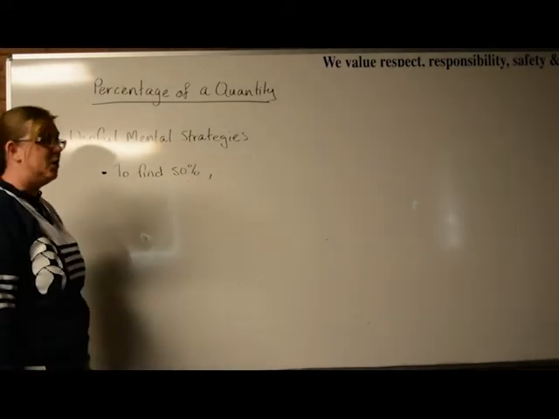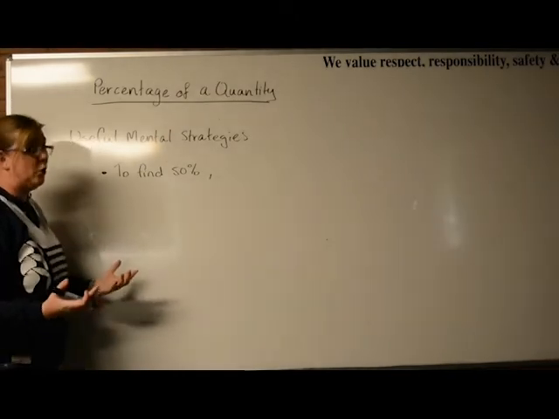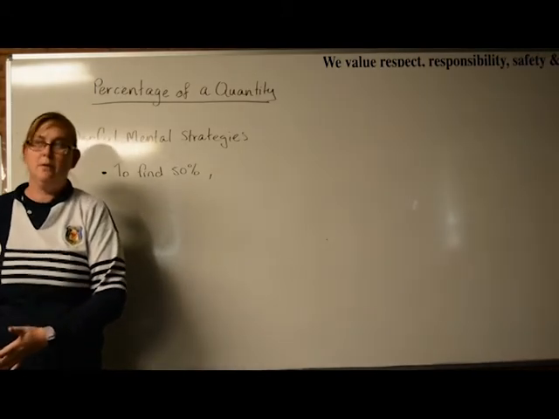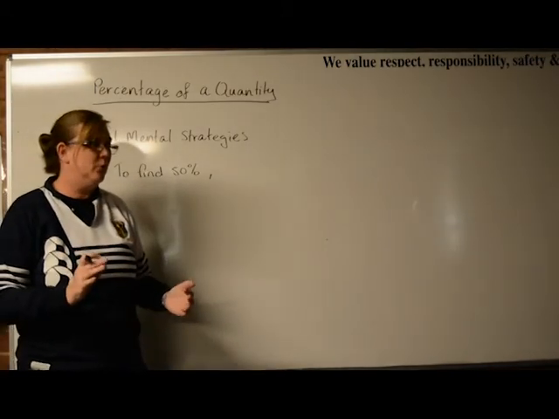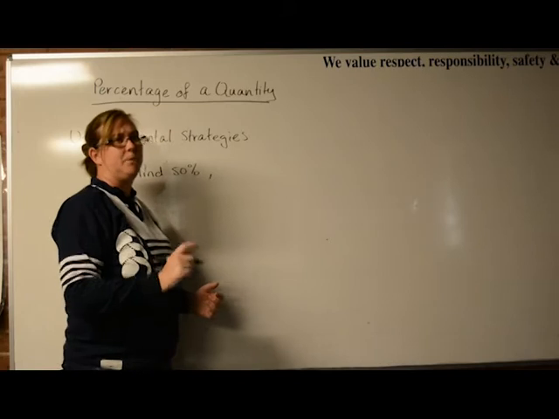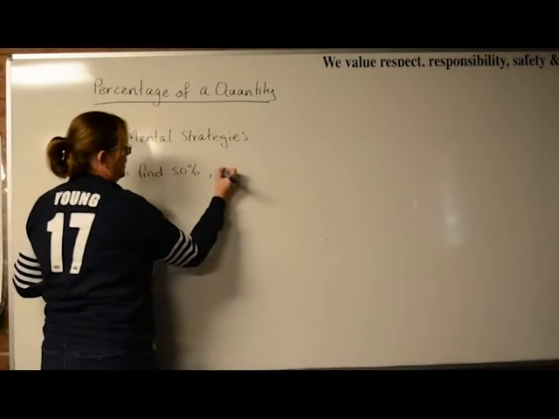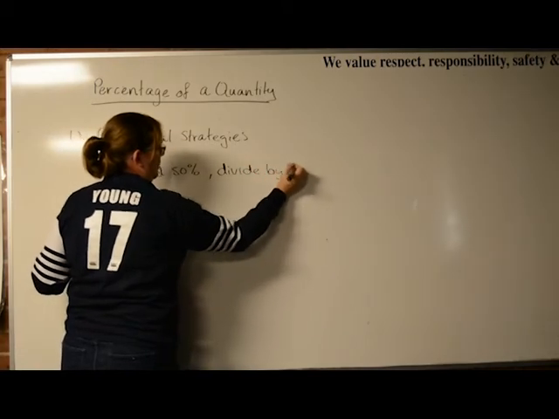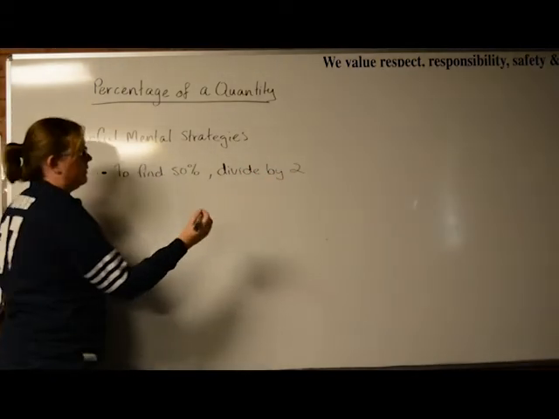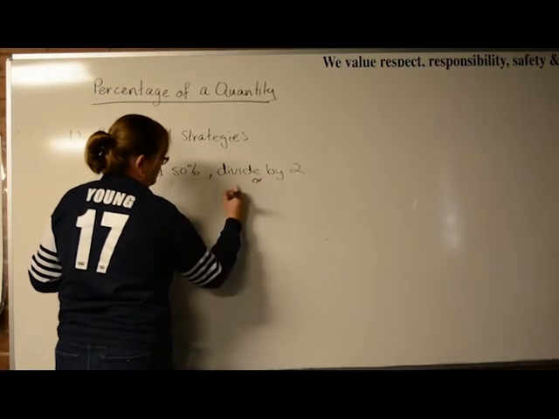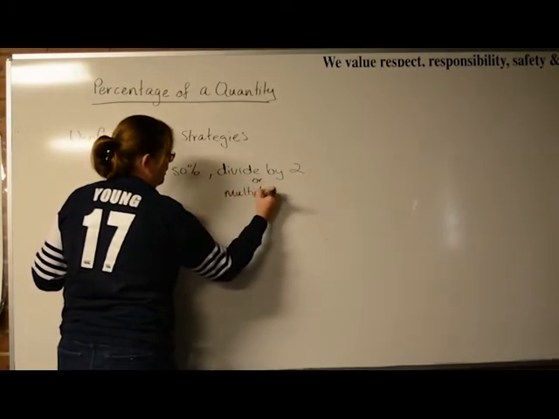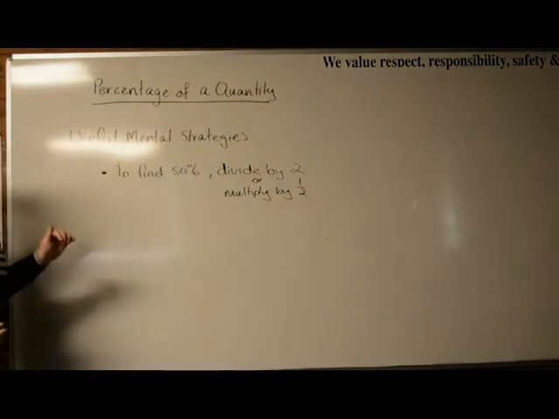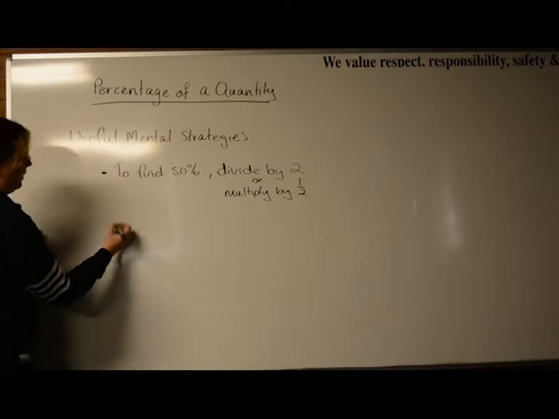So say I have 24 students in the room and I want 50% of them to go and do something else. What might I do to that number 24 to find 50%? Half it, yeah? So we can divide by 2, which is halving, isn't it? Or multiply by 1/2. Same thing.